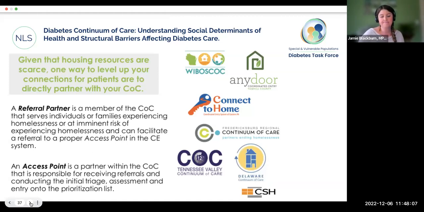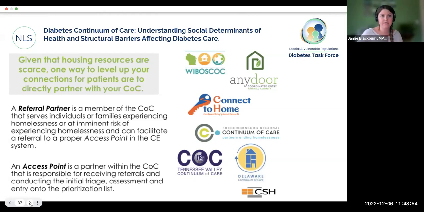So one way to, as I say, level up your connections to try to make sure that your patients are actually getting connected to the housing resources that they need is to directly partner with your COC and have a really strong partnership. And there are ways you can join as a member of your COC and attend those monthly meetings, join a committee. You can act as a referral partner. So that's an organization within a COC serving individuals and families. And they would make those referrals to what's called an access point, where they'll do that assessment and intake for prioritization for those resources. Or you can actually serve as an access point yourself for your health center, meaning you are screening for housing insecurity.